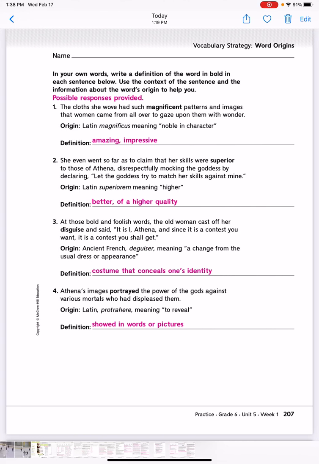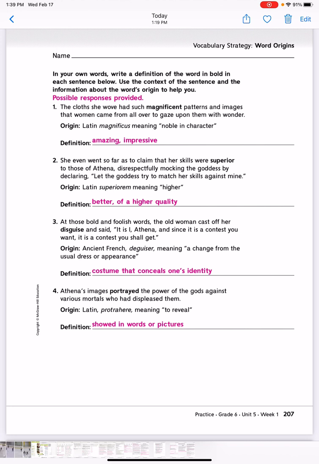Keep going along, we're talking about the origin of words, and we talked about how the English language comes from so many different places. In this case, we have some words like magnificent that comes from Latin, and you could see it's something about amazing or impressive. Next, you have the word superior, also Latin. It's a better or a higher quality. If you're superior to somebody or something, you're better.